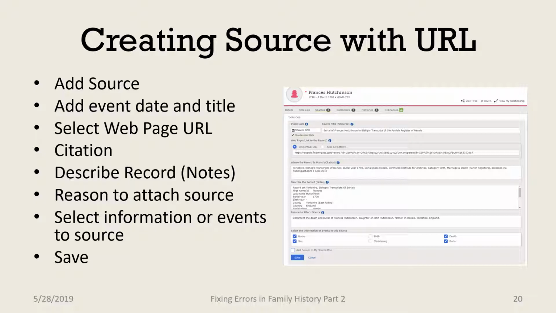I select the information or events that I want this source linked to. In this case, name, sex, death, and burial. If I want to attach this record to someone else, which I do want to attach it to her father, I check the box to add source to my source box. Then I click on the blue Save button. Later, I will attach this source to John Hutchinson from my source box.